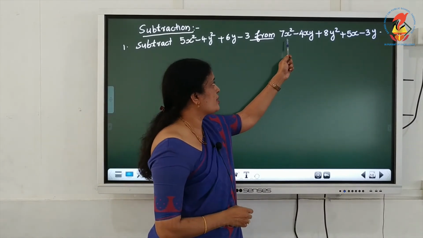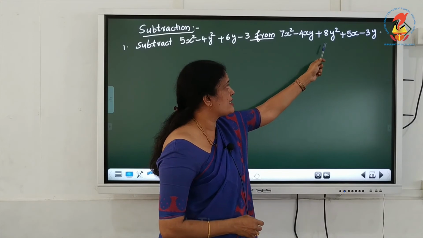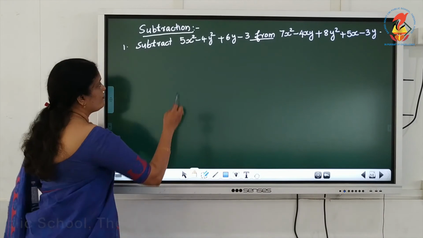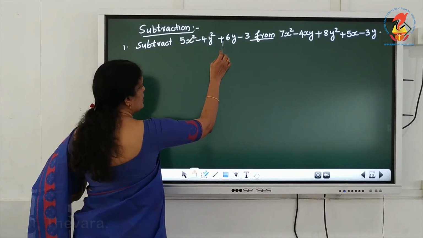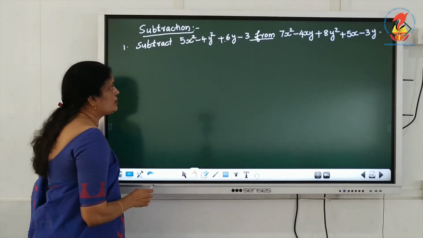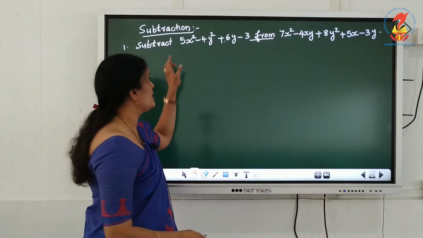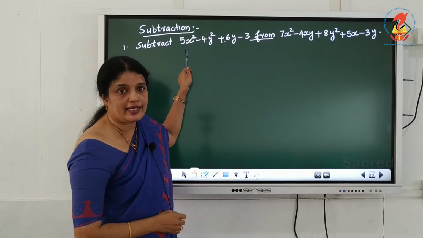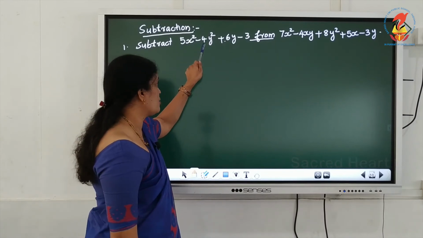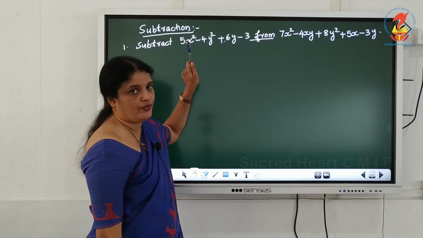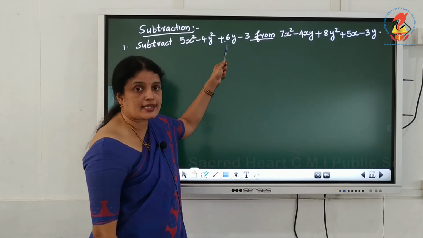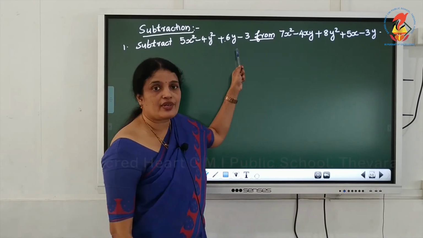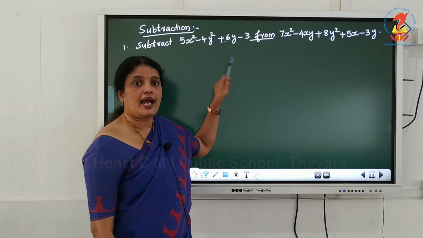First you write 7x square minus 4xy plus 8y square plus 5x minus 3y. Second expression 5x square minus 4y square plus 6y minus 3. What is the additive inverse of these four terms? The additive inverse of 5x square is minus 5x square. The additive inverse of minus 4y square is plus 4y square. The additive inverse of 6y is negative 6y. The additive inverse of negative 3 is positive 3, and add it.